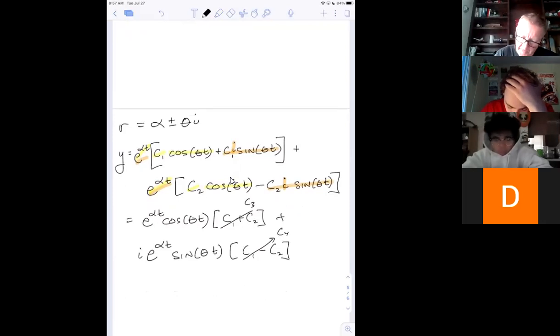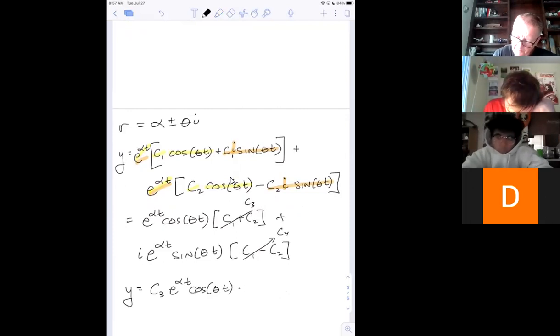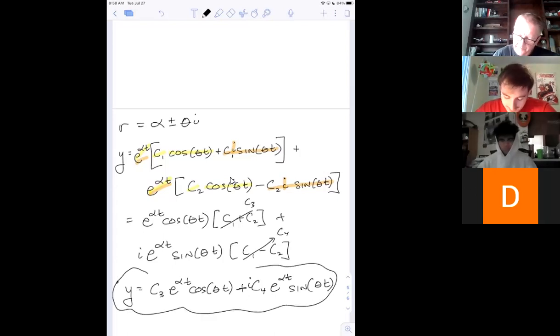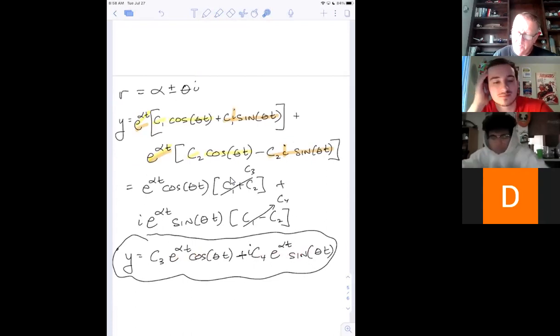So then couldn't I just say my simpler answer is y equals C3 e to the alpha t cosine of theta t plus, notice it's a plus, C4 e to the alpha t sine of theta t. But remember, there's an I here that we still haven't managed to get rid of. We're getting there. But notice I made it smaller. Back up here, there were 1, 2, 3, 4 answers, and now there's just 1, 2.